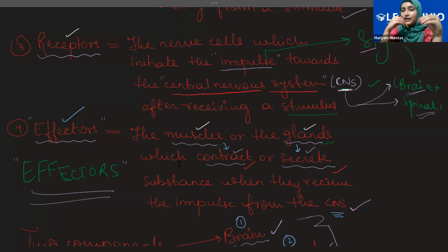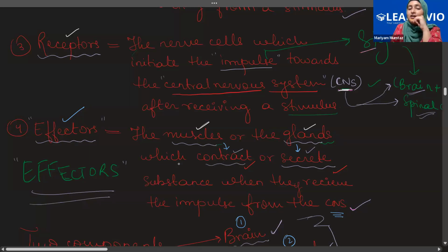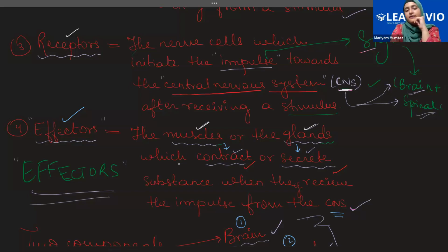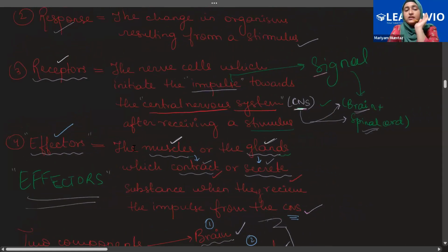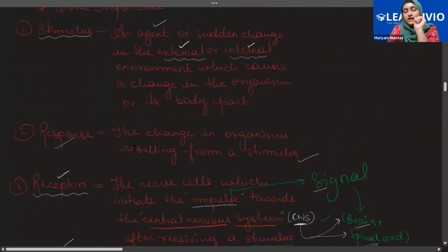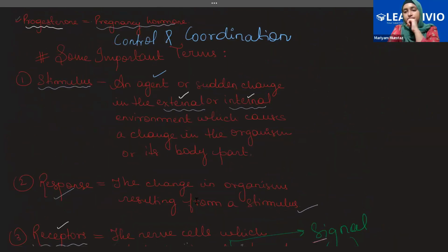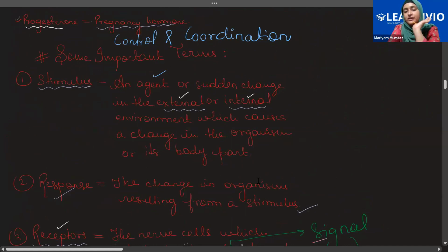If it is a muscle, it will contract. Or if it is a gland which will make you produce certain hormones in your body, it will secrete the hormone. Whenever they receive the impulse, the effector acts accordingly. So the effector can be a muscle or a gland. If the effector is a muscle, it will contract. And if the effector is a gland, it will secrete the hormones or whatever substance it is supposed to. So these are the four most basic terms related to control and coordination. Any doubts? Do you people have anything to ask up until now?